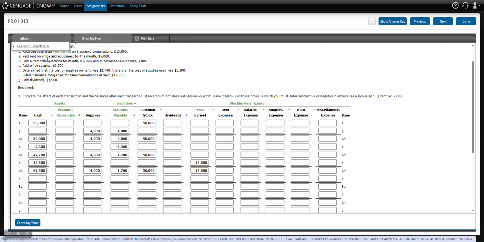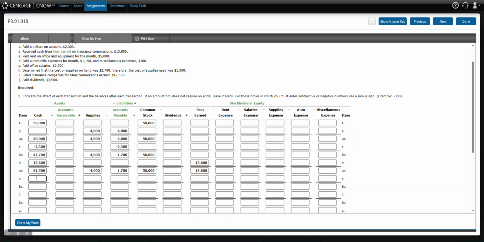Next one, it says we paid rent on the office and equipment for the month of $5,000. So the keyword is paid. Every time we see the word paid, we know that cash is going to be involved. And when I pay out cash, I have less of it. And then we ask, well, what did we pay money for? We paid money for rent. So we have a rent expense account. And remember, our expense accounts represent assets that we've used to help run and operate our business. So I used an asset, specifically cash, of $5,000 to pay for the rent of our office space. It's very hard for me to run and operate my business if I don't have an office space for us.